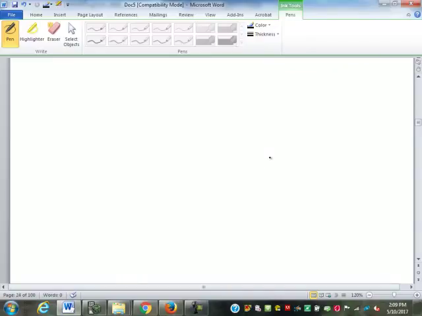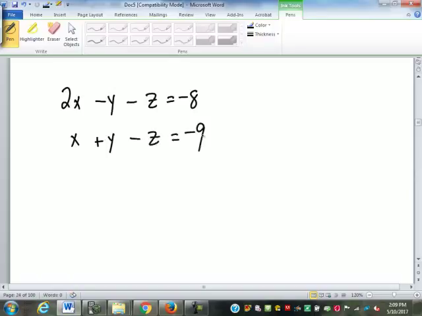So let's do a 3 variable system here. I'm going to do 2x minus y minus z equals negative 8. x plus y minus z equals negative 9. And x minus y plus 2z equals 7.